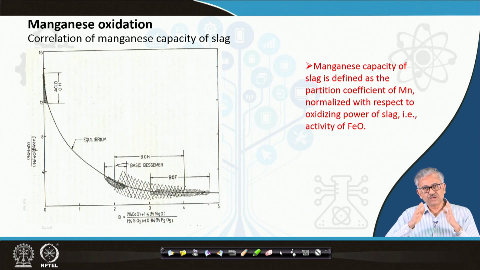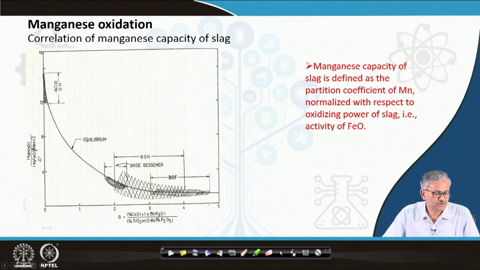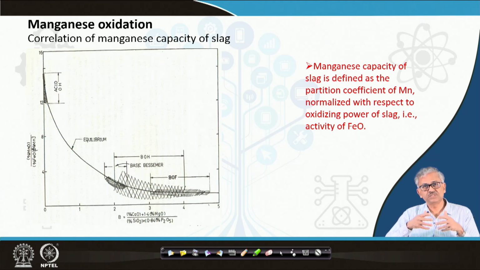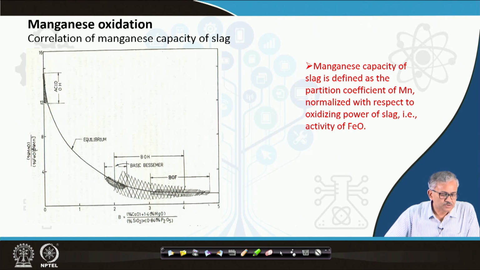So, at a particular oxidation, you cannot calculate the capacity of the slag. Capacity of the slag you have to normalize with respect to the percentage of FeO. So in this case this value will be independent of percentage of FeO in the slag. That is the oxidation property of the slag, right. So the oxidation state of the slag.